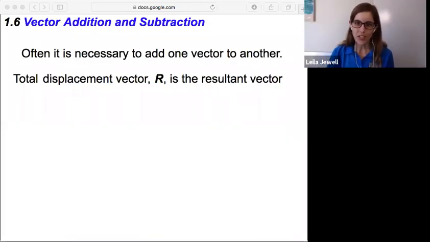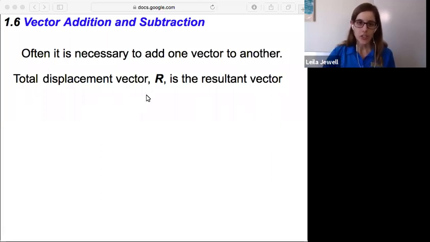Section 1.6, vector addition and subtraction. So oftentimes it's going to be necessary to add one vector to another, and it gets a little bit harder adding or subtracting vectors as opposed to scalars. With scalars, we can just add the two numbers, right? 2 seconds plus 3 seconds is equal to 5 seconds. Great. But with vectors, we have to pay a little bit more attention to the direction, because that will influence the addition. It's not always just adding the numbers directly.